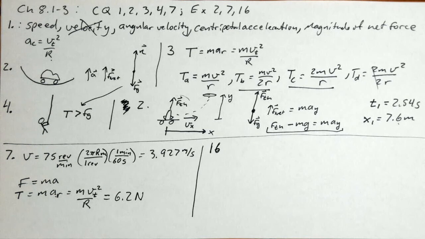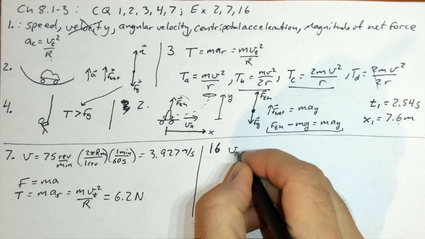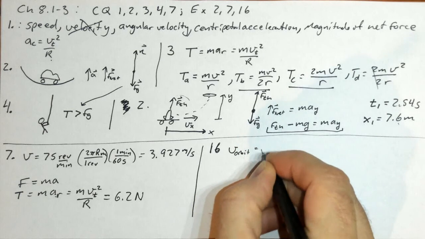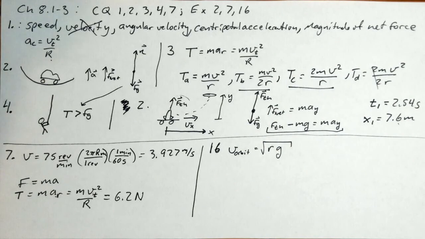Alright. So problem 16 is about circular orbits. Now there's something really cool about circular orbits, and so I'm going to give a little bit of a conceptual overview and see if that's enough for you to solve problem 16. The text, which I'm sure you read, says that the velocity of an orbit is equal to the square root of the radius of the orbit times g.